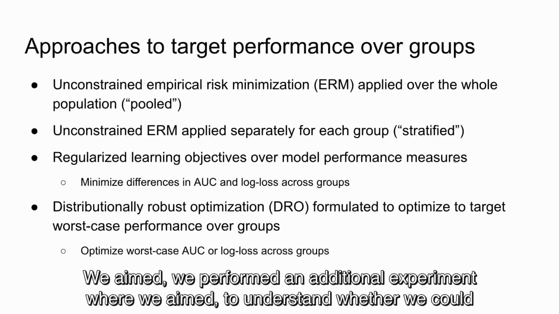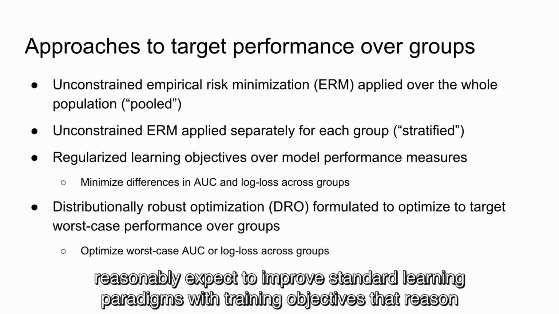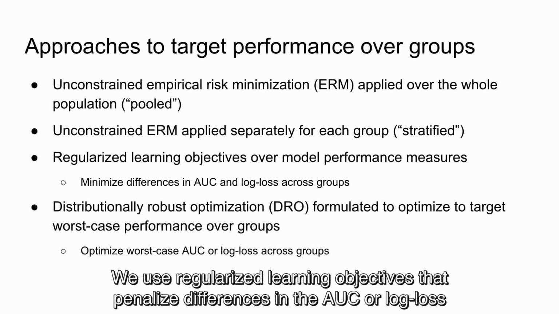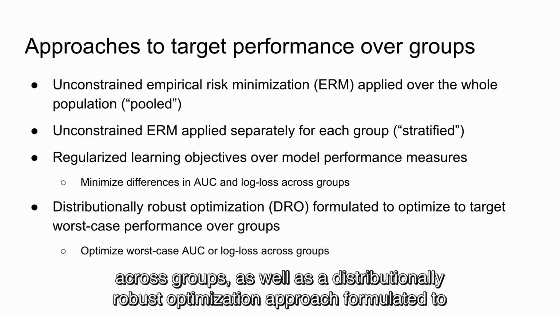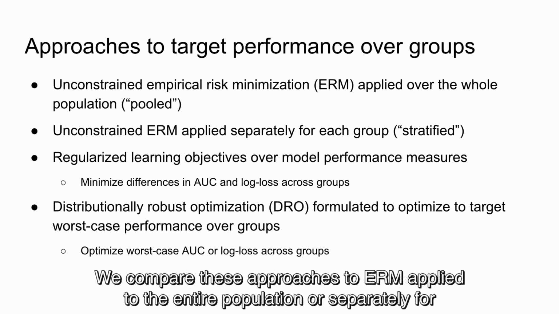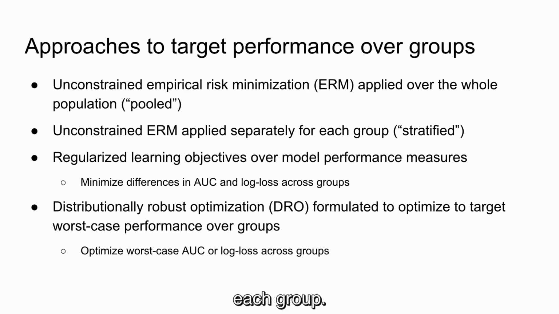We performed an additional experiment where we aimed to understand whether we could expect to improve on standard learning paradigms with training objectives that reason over differences in performance metrics across groups. We used regularized learning objectives that penalize differences in the AUC or log loss across groups, as well as distributionally robust optimization approaches formulated to optimize for the worst case AUC or log loss across groups. We compare these approaches to ERM applied to the entire population or separately for each group.